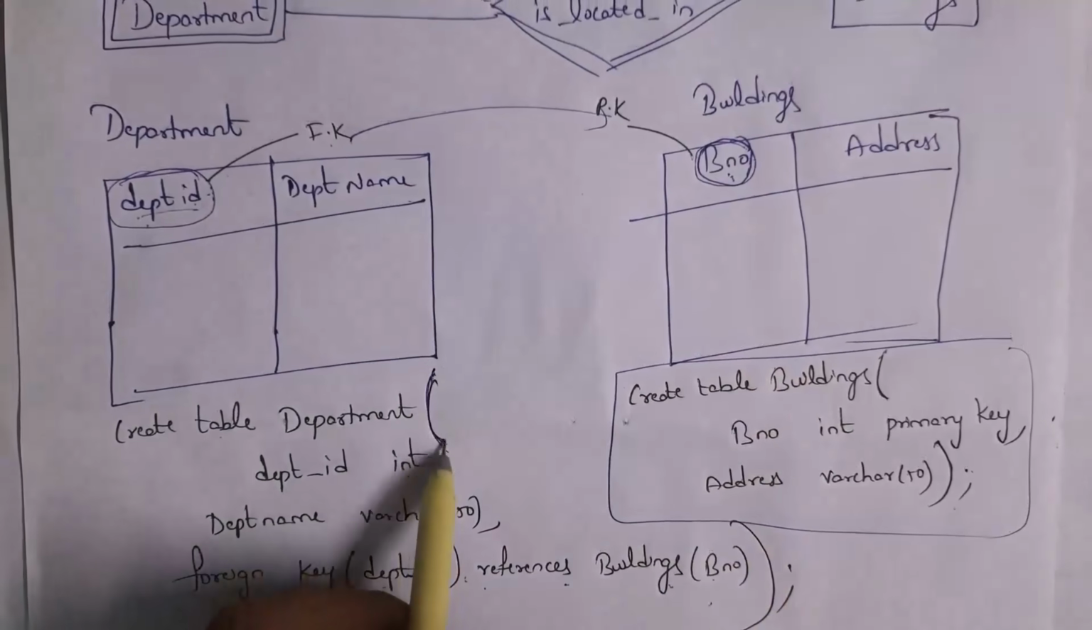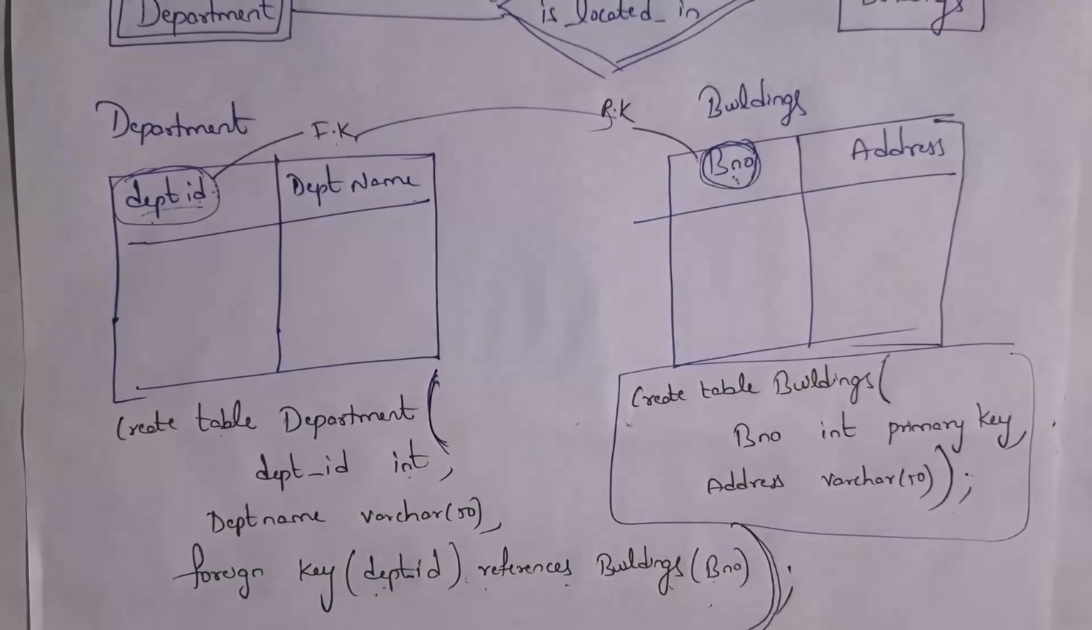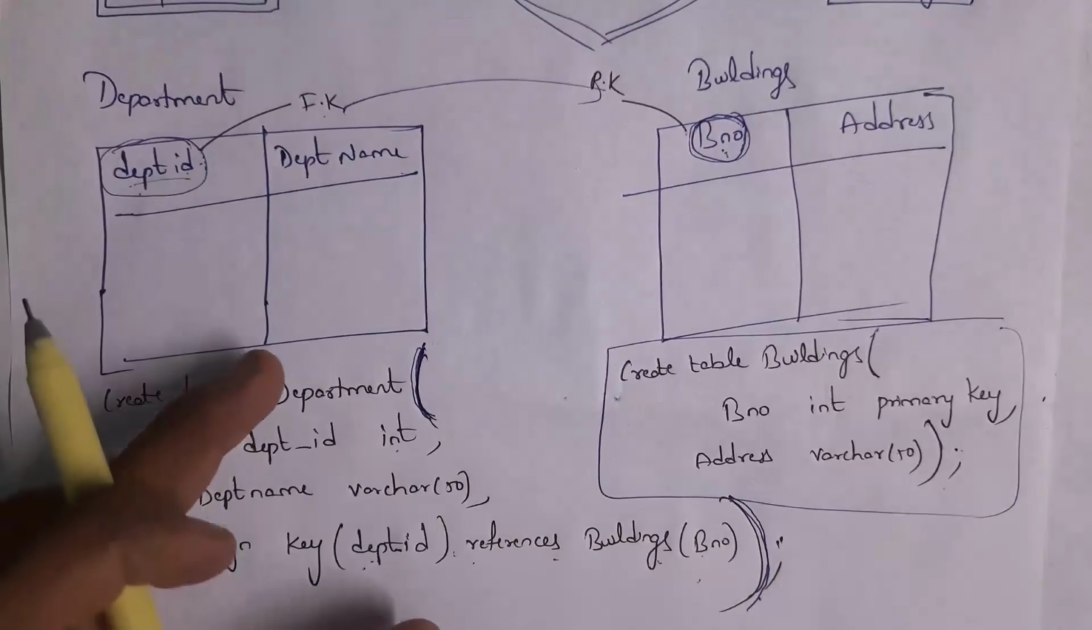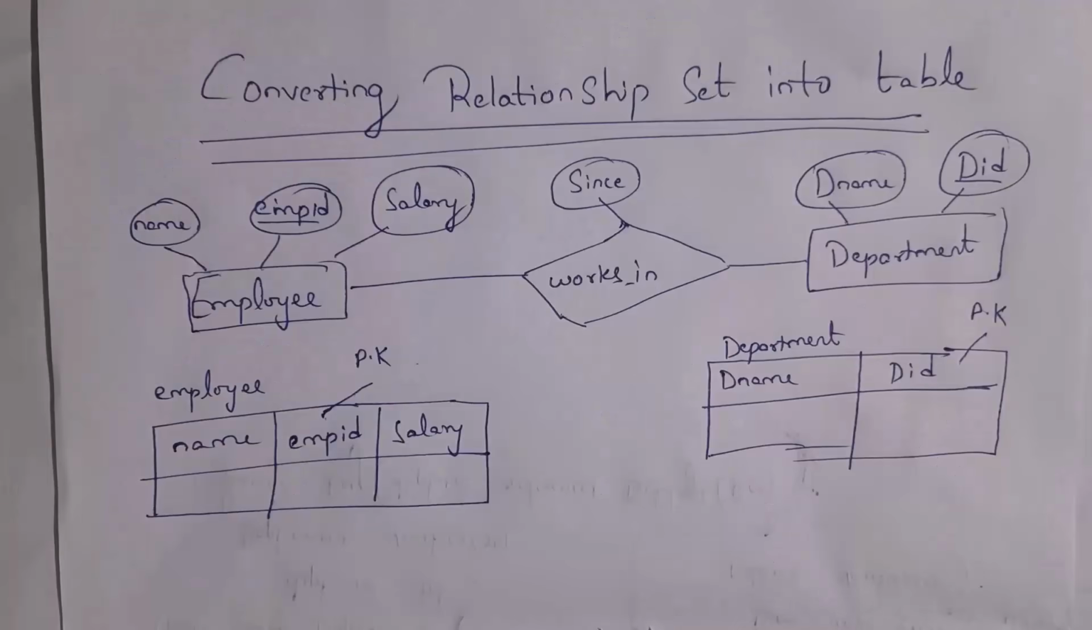I open this main bracket. Now you need to close this main bracket and at last give semicolon. Whenever you run this code, it will create this table. Till now I explained how to convert strong entity set into table and weak entity set into table. Next I will explain how to convert relationship set into table.